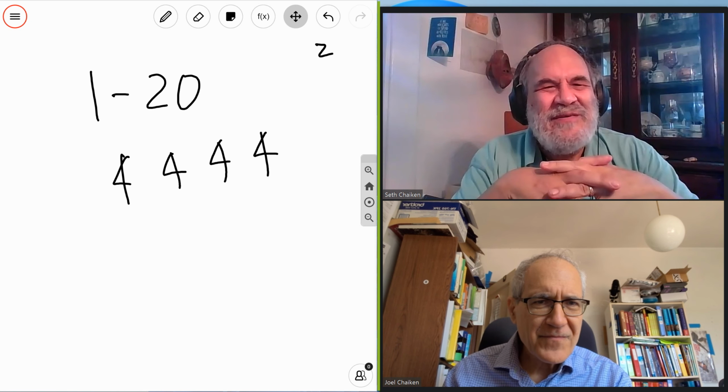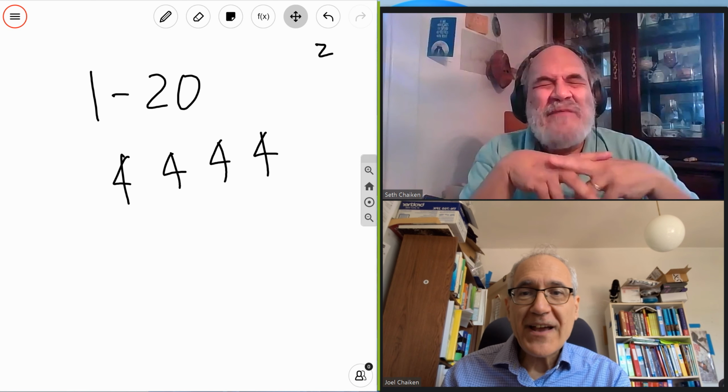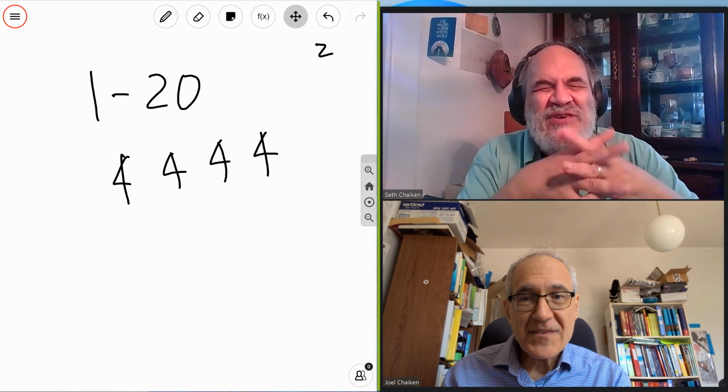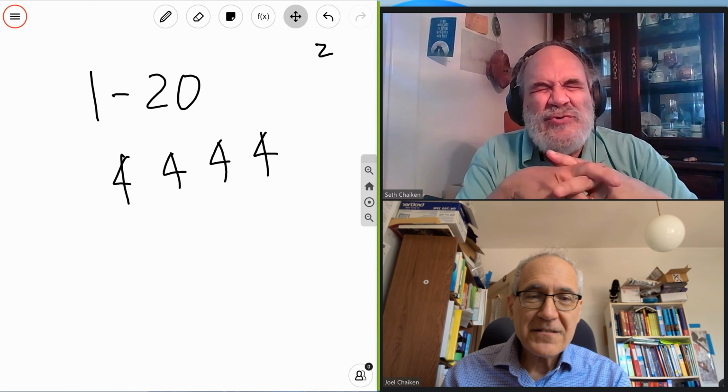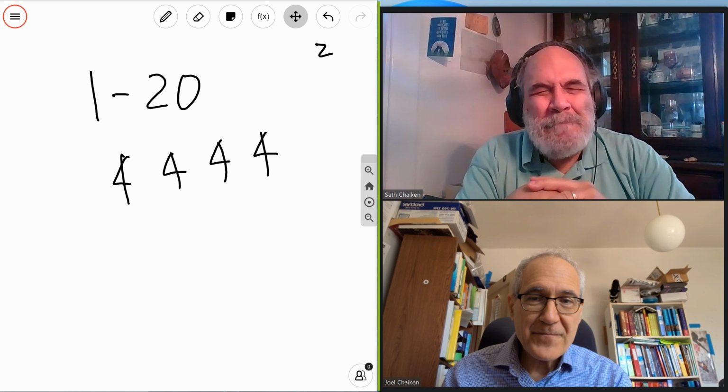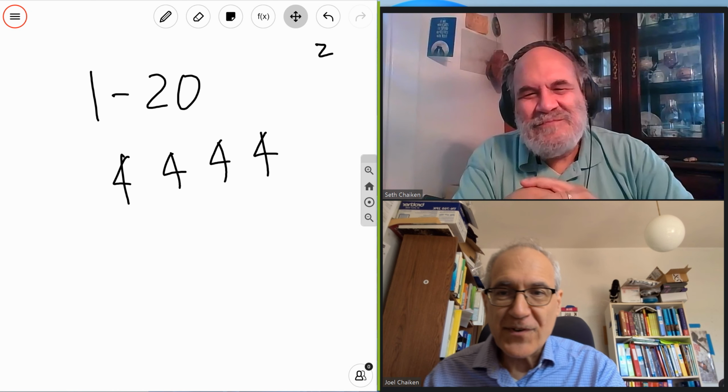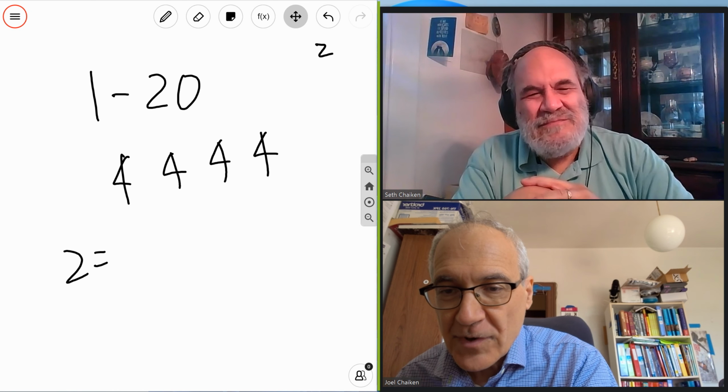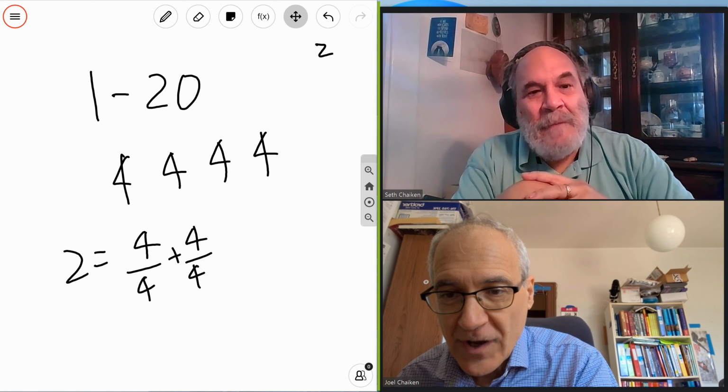It's kind of tedious. Do you have to use exactly 4 fours in each expression? Right. Or could you use other smaller numbers of 4s? No, you have to use 4 fours. Like 2 would be 4 over 4 plus 4 over 4, which would be 1 plus 1 is 2.